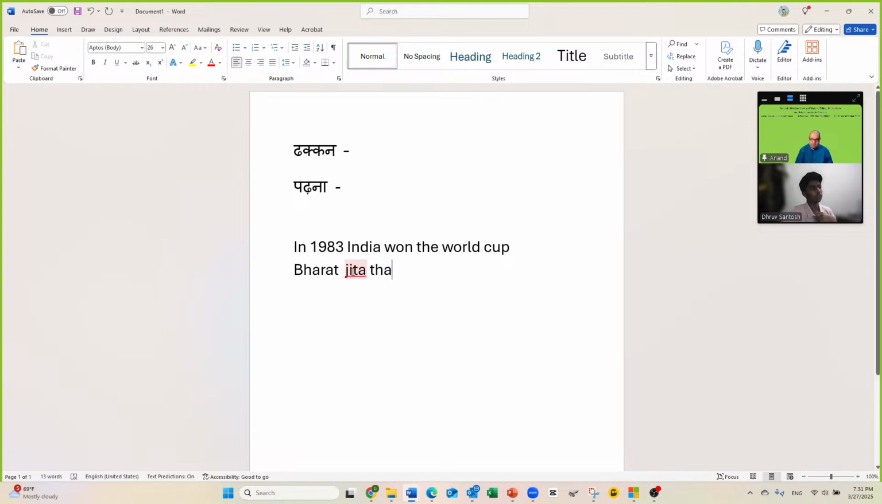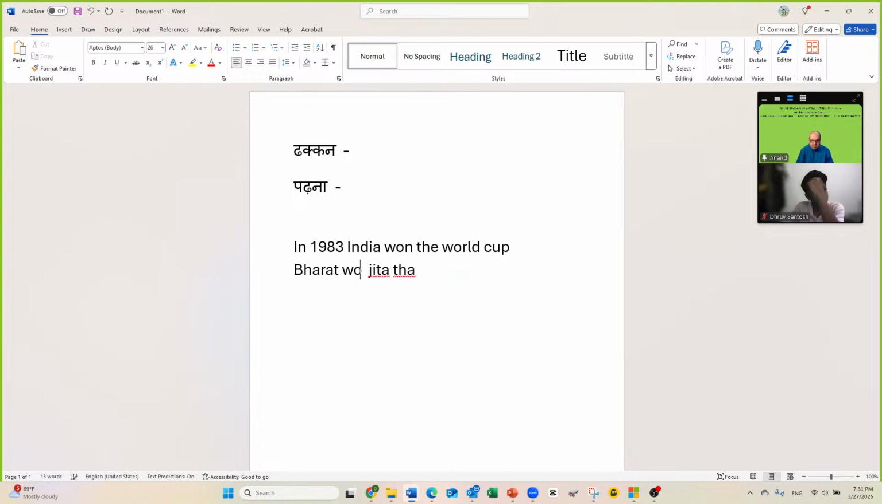So would you put World Cup in between Bharat and Jita? So now that's what I'm explaining. How do you come to a Hindi sentence? The first rule: you always put the subject first and the verb last. Whatever else there is, you'll put in between. So you'll put Bharat, World Cup.